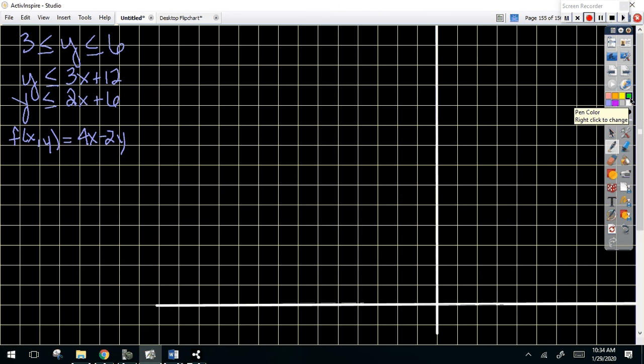Okay, so I need to find the feasible region. When you're between 2 numbers on y, those are horizontal lines. So you just draw a horizontal line at 3 and a horizontal at 6, and it's in between the 2. If you split it up and you said y is greater than or equal to 3, it would be from 3 up. And then if you said y is less than or equal to 6, it would be from 6 down. So the combined part there, the shared part, would be in the middle.